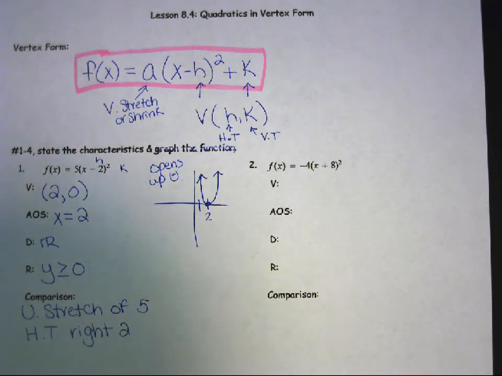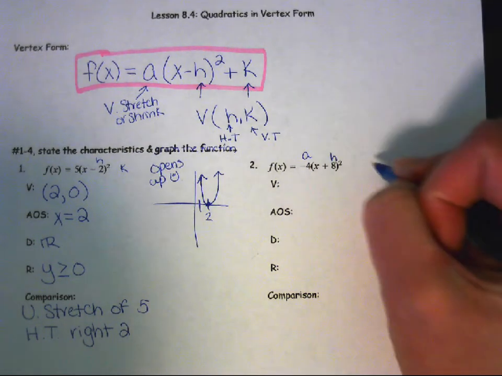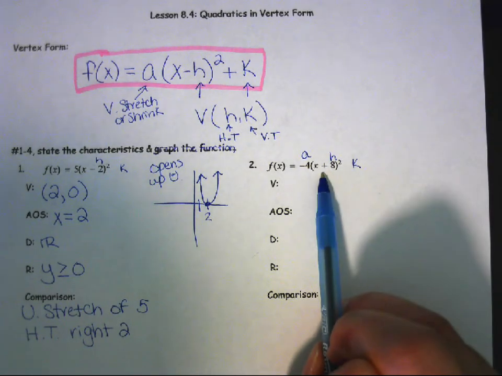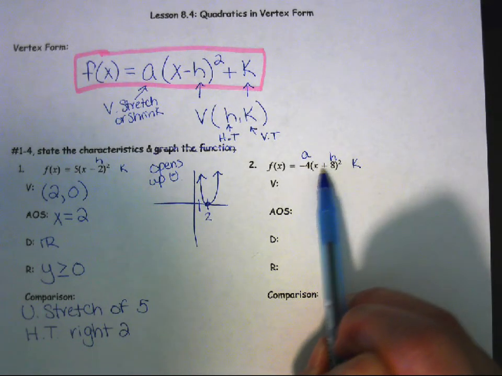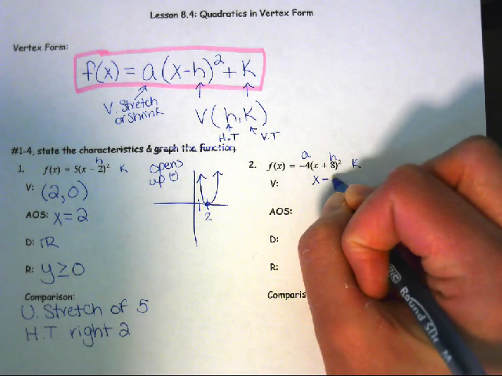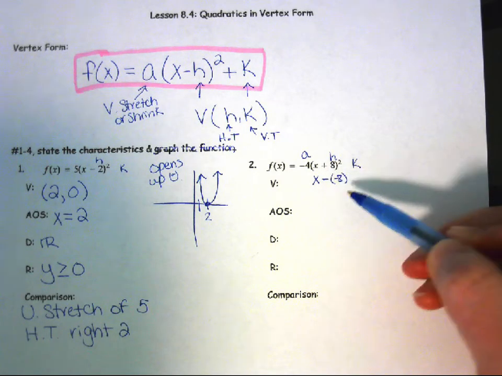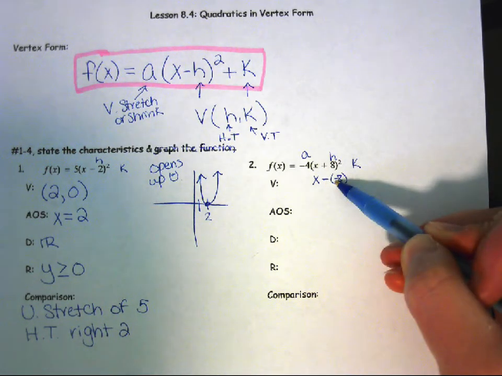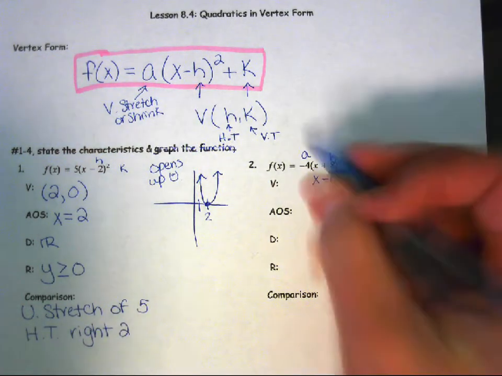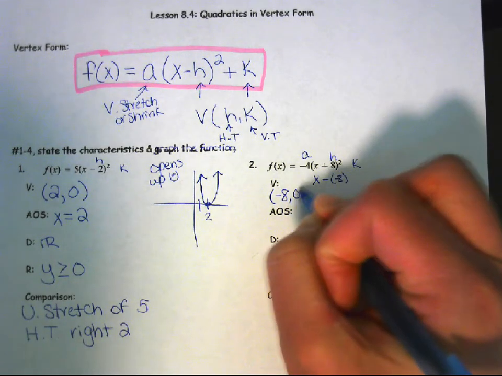All right, number 2. So this is my A, this is my H, and then there is no K again. So when I do my vertex, you just have to be careful because this is a plus. So that's really x minus a negative 8. The only way to get a plus sign is to have 2 negatives, because remember, the original had a subtraction in it. So this must be a negative 8, and then there is no K value.